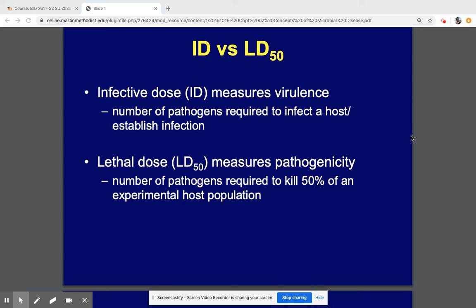Now, a lethal dose 50 measures the cause and effects of the diseases that kills 50% of its host population. So whatever that specific dose is that causes 50% mortality of the host population is the lethal dose.